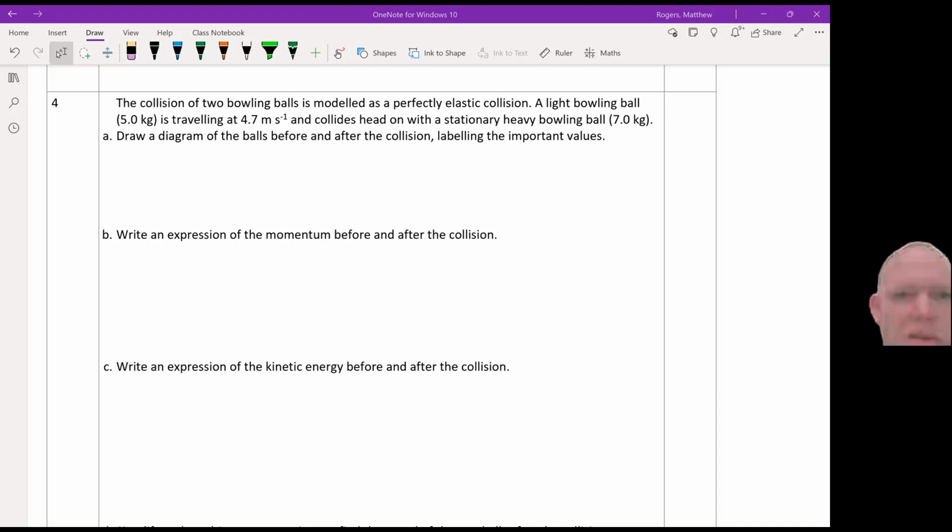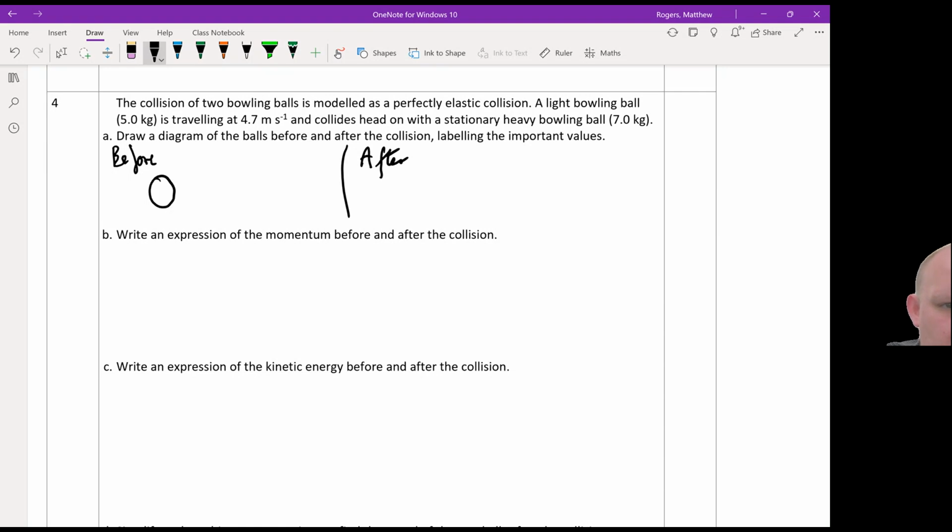Question 4. The collision of two bowling balls is modelled as a perfectly elastic collision. A light bowling ball, 5 kilograms, is travelling at 4.7 meters per second and collides head-on with a stationary heavy bowling ball of 7 kilograms. Draw a diagram of the bowling ball before and after the collision, labelling the important values.